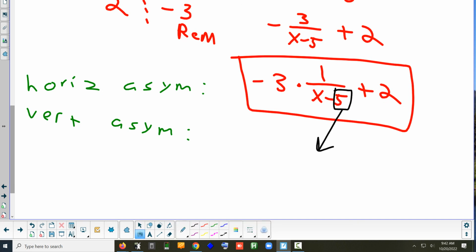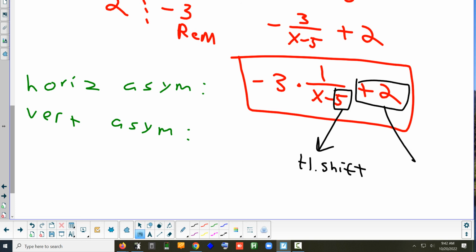When you add or subtract inside the fraction, it's a shift. Does anybody remember what kind of shift? Is it the horizontal or the vertical? Horizontal. It's always the horizontal. The horizontal is the one that's inside the thing, in this case, inside the fractions. That number is a horizontal shift.